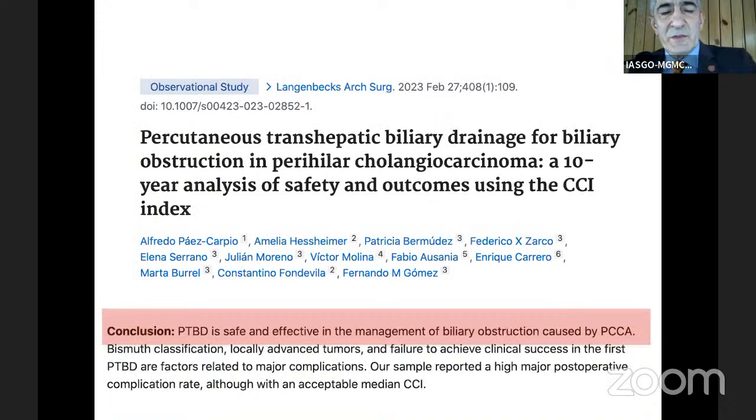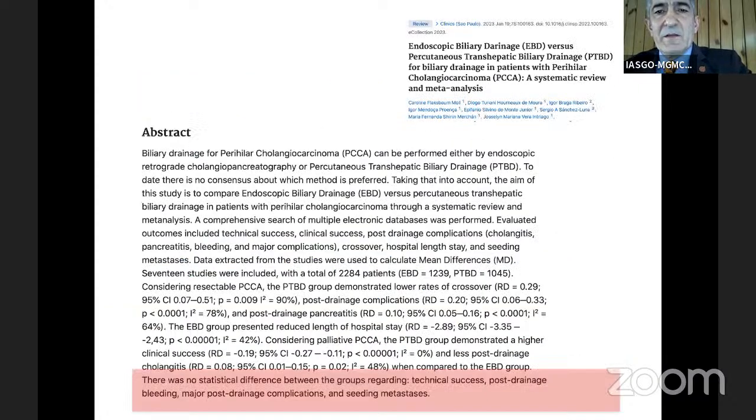publications also. For example, in this paper published this year, percutaneous transbiliary drainage is safe and effective in the management of biliary obstruction caused by perihilar cholangiocarcinoma. This one compares endoscopic biliary drainage and percutaneous transbiliary drainage for perihilar cholangiocarcinoma, and they found there was no statistical difference between the groups regarding technical success, post-drainage bleeding, major post-drainage complication, and seeding metastasis.